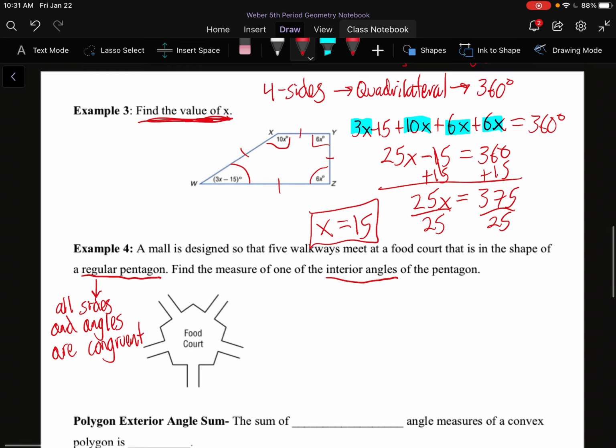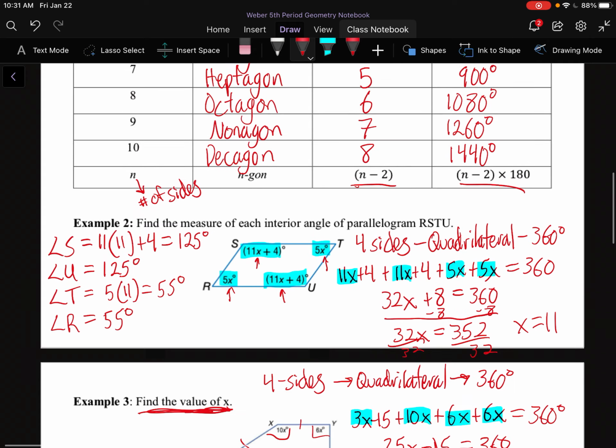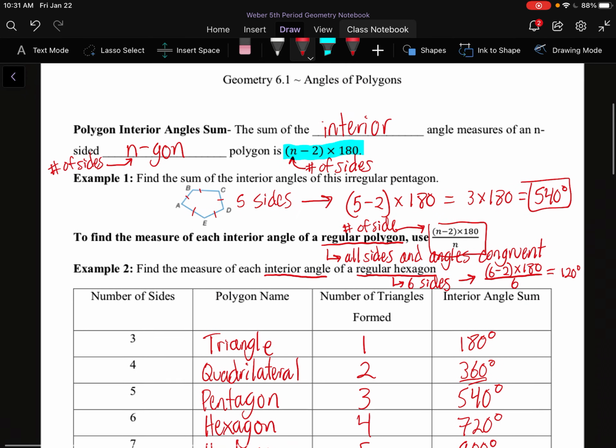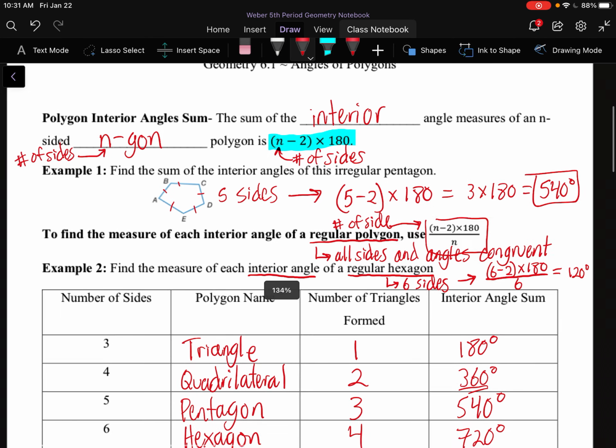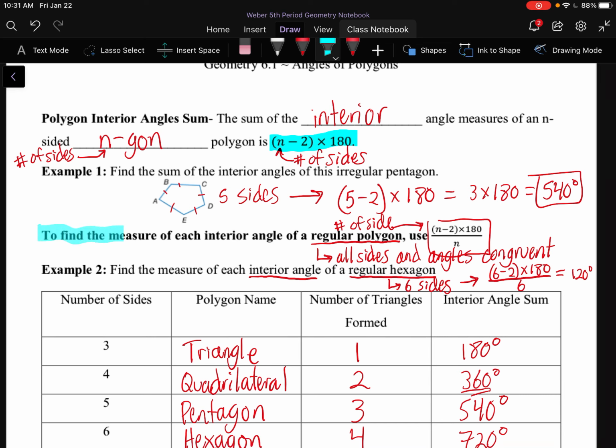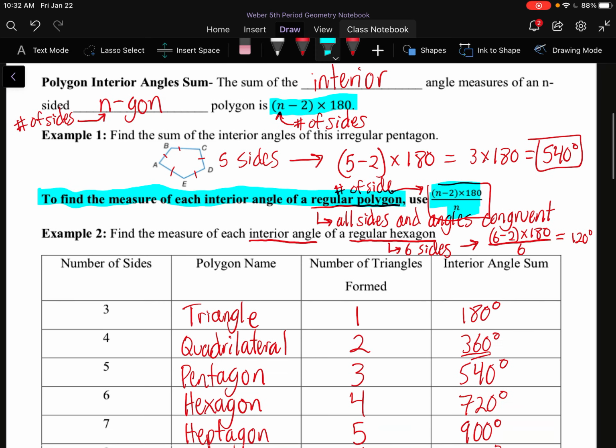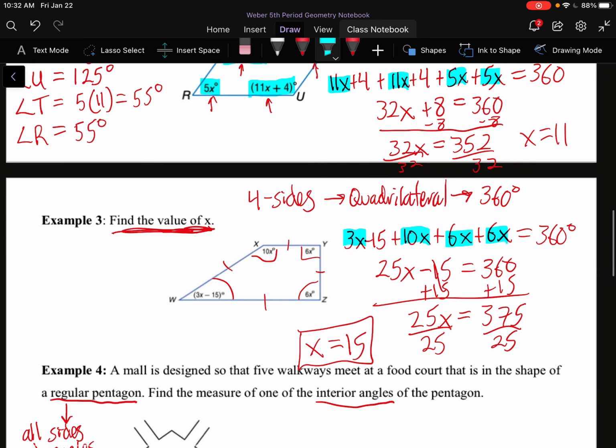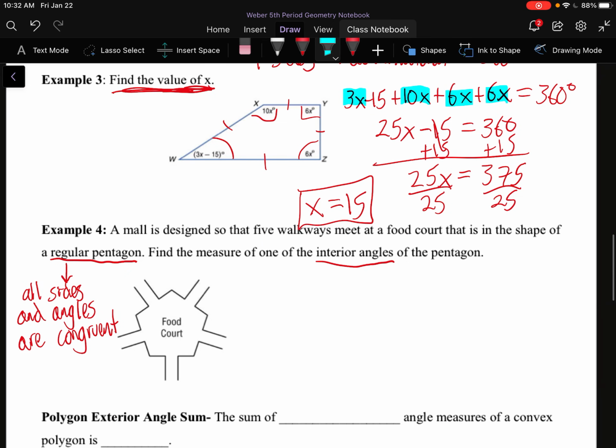So if we go back to our formulas that we listed here, this one right here, this is what we're talking about. To find the measure of each interior angle of a regular polygon, we are going to use this formula. Here on example 4, we have a regular pentagon, and we're trying to find one of the interior angles, so that formula will work perfectly for us.